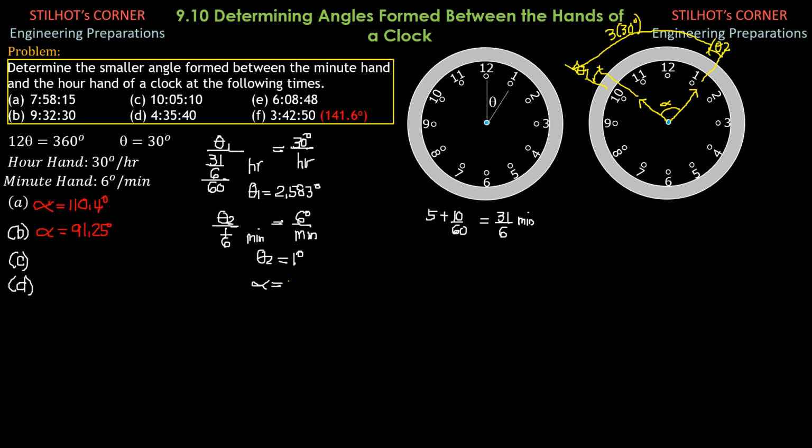From the figure, alpha is 3 times 30 minus theta 1, which is 2.583 degrees, plus theta 2, which is 1 degree. So that's it. 3 times 30 degrees minus theta 1 plus theta 2, that's alpha. So putting the answer here, alpha is equal to 90 minus 2.583 plus 1. So it is 88.42 degrees.